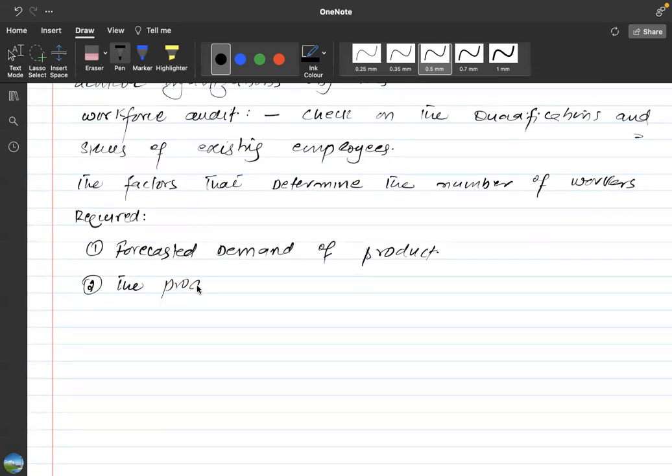The productivity level. If business is forecasting that the productivity level of workers is high and it's going to increase in the future, business won't need much workforce. But if business sees that already the productivity of the workforce is low and it's going to fall in the future, or a business will be in need of higher productivity of the workers, they might hire more workers.